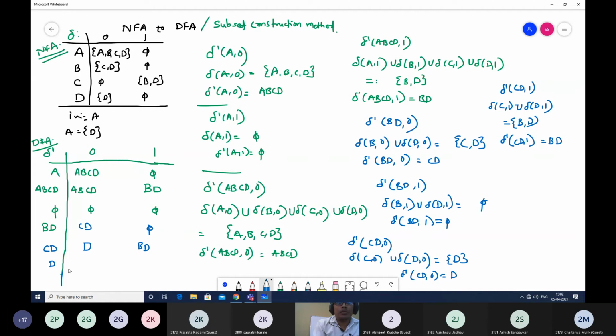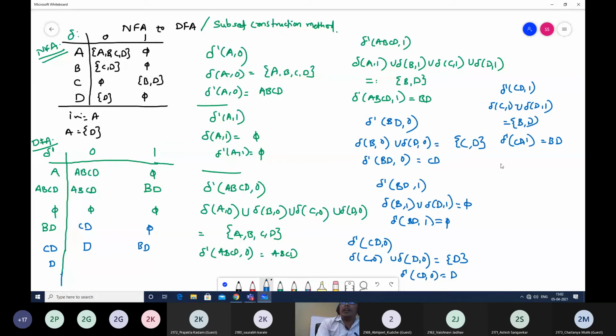When I add a new state, only if I'm getting a new combination, then I will add it in the table. BD we have already calculated, so no need of calculating BD again. Now I'll be calculating it for D.